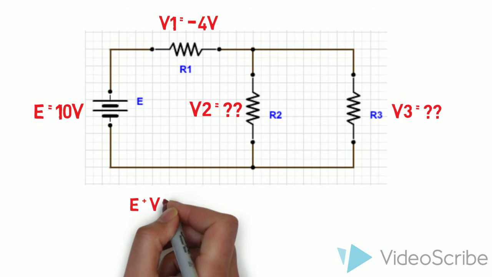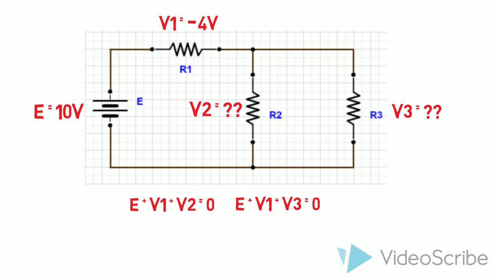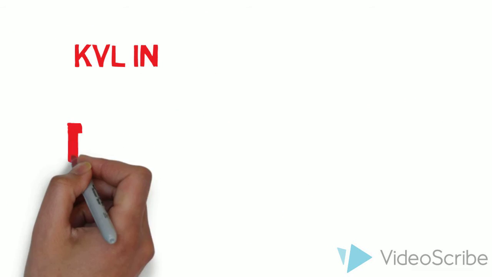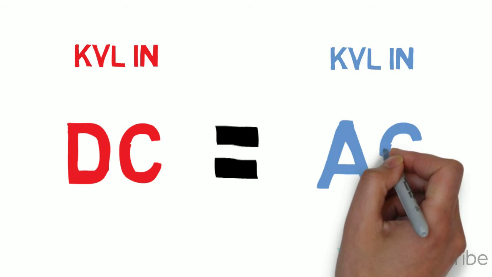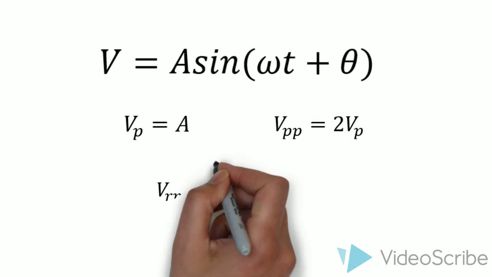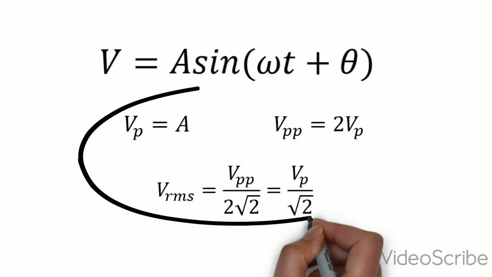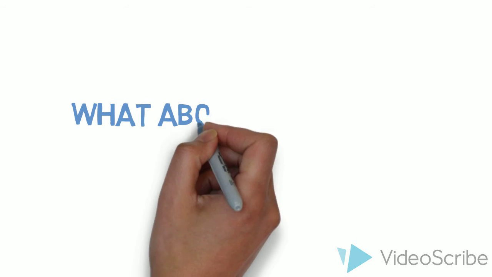A simple application of KVL will yield these two equations, one for each of the loops. And from there, it's easy to see that the two voltages are equal to minus 6 volts. Now the good news is that KVL in DC is pretty much the same as KVL in AC. However, AC voltages can be represented in many different ways. These voltages here, however, can be used exactly the same as a DC voltage, and we can convert between them using these equations. What about KVL with a waveform?